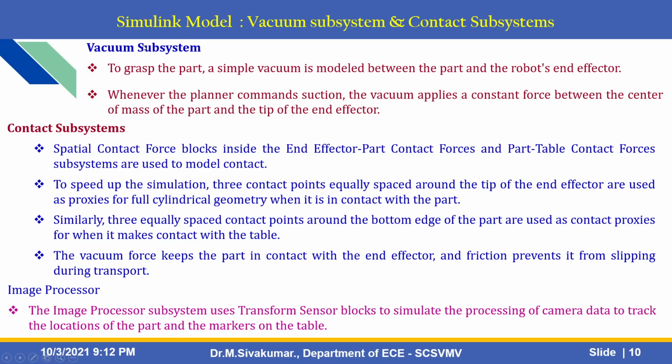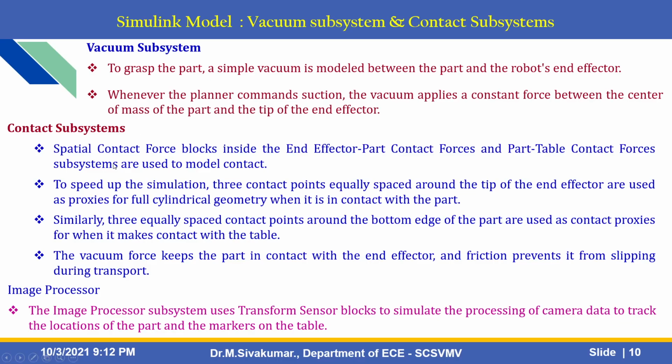What is the vacuum subsystem? To grasp the part, a simple vacuum is modeled between the part and the robot's end effector. Whenever the planner command is suction, the vacuum applies a constant force between the center of mass of the part and the tip of the end effector. Based on that, the vacuum pressure is modeled.